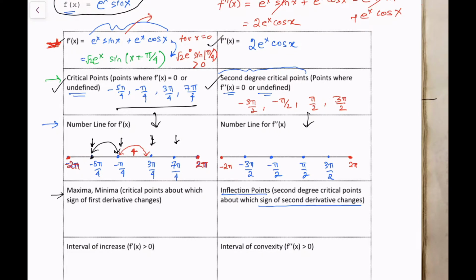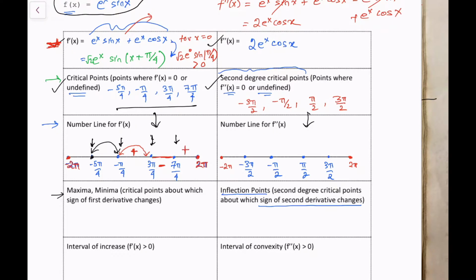Now you can check by picking values from each of these intervals. For example, from 3 pi by 4 to 7 pi by 4, you can pick a value between these two numbers, plug it into the first derivative, and find the sign of the first derivative in that interval. You will see that this one will be negative.